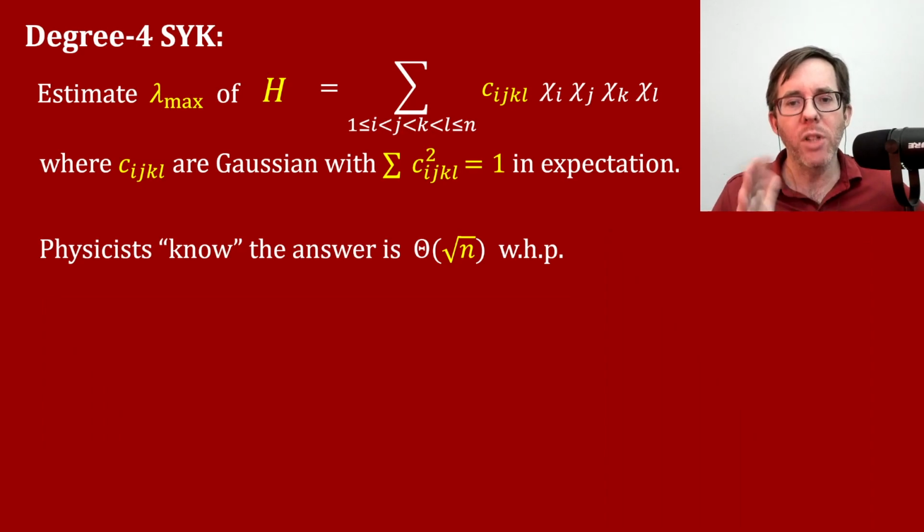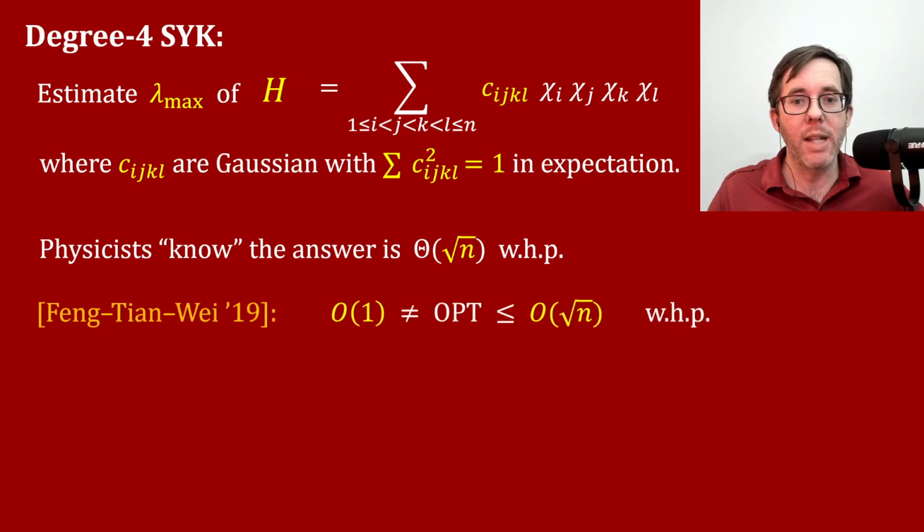Now, unfortunately, not much of the very refined physics prediction has been rigorously proven. In 2019, Feng, Tian, and Wei verified the upper bound, that the maximum eigenvalue of H is at most order square root n with high probability. As for the lower bound, they didn't explicitly state any result, but you can infer from their paper that opt is not constant, like it's little omega of 1 with high probability.